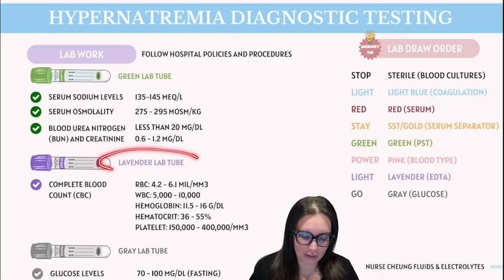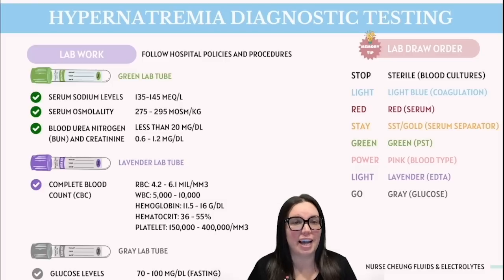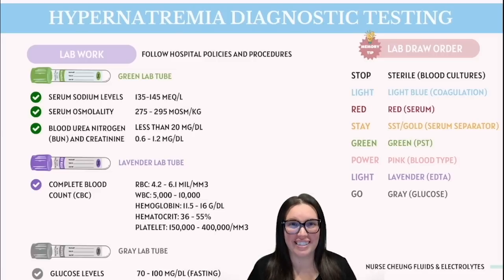Next up, we have our lavender tube, and that's where we're going to run something called a CBC, also known as a complete blood count. This is going to check for dehydration, like elevated hematocrit and hemoglobin levels. These numbers will typically rise when the body's losing too much water. Now we have to ask ourselves, why would these numbers rise if we're losing too much water?